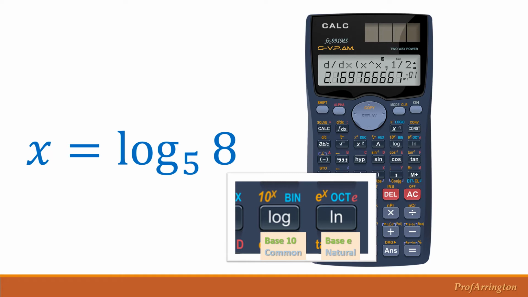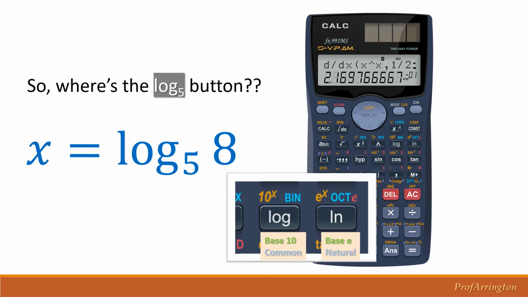Now the ln button uses a different base. It uses the base e. E is a number that shows up in science and all kinds of mathematics, and it's an irrational number. It's 2.71828 and so forth. Since it's so prevalent in the natural world, they call it the natural base, and so ln is the natural logarithm.